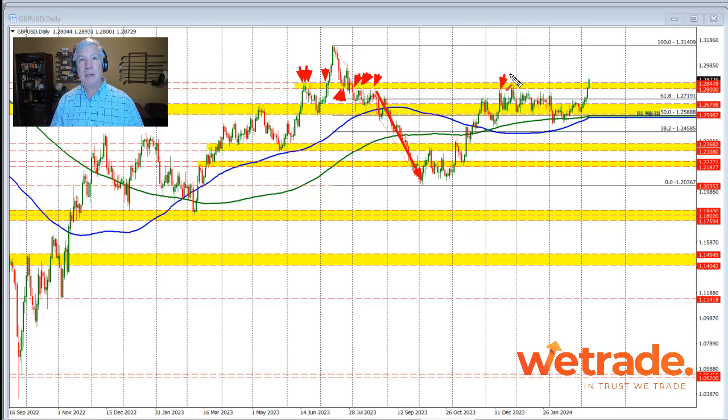And then we came back up to that area and found willing sellers again and again. And it wasn't until today that the price finally broke above that. So close to support now comes in at 128.48. As long as the price stays above that level, the buyers remain in control.